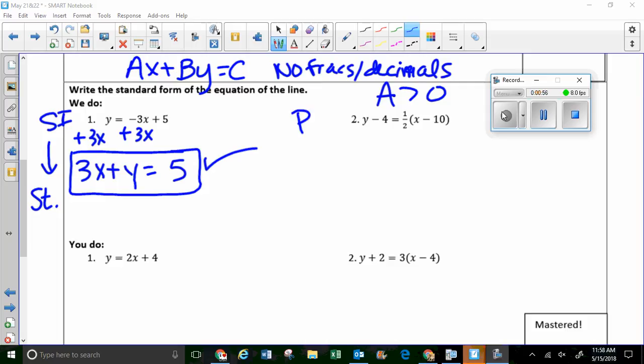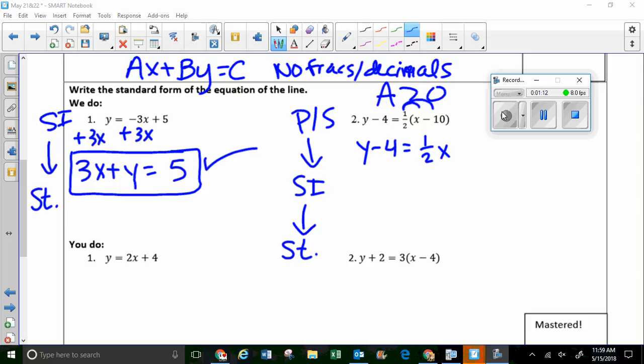Now, number 2 is in point-slope form, which we have to go from point-slope form to slope-intercept, and then finally to standard. It has to go in that order. So to go from point-slope form to slope-intercept, simply distribute 1/2 x minus 5, and then get y by itself. So add 4, which gives me y equals 1/2 x minus 1.